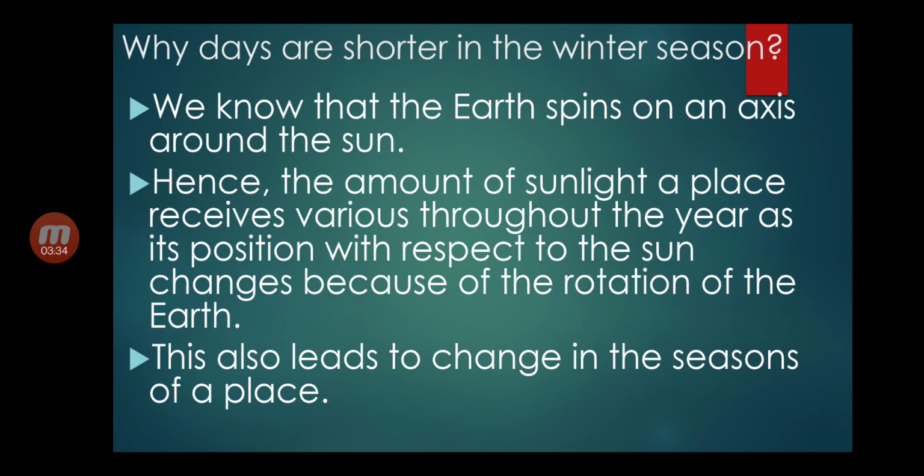Why are days shorter in the winter season? We know that the earth spins on an axis around the sun. Hence, the amount of sunlight a place receives varies throughout the year as its position with respect to the sun changes because of the rotation of the earth. This also leads to change in the seasons of a place.